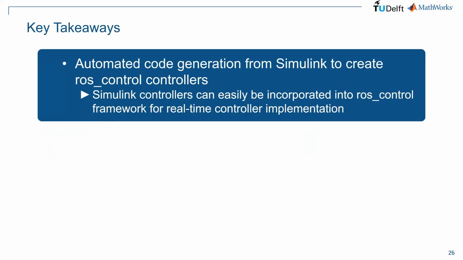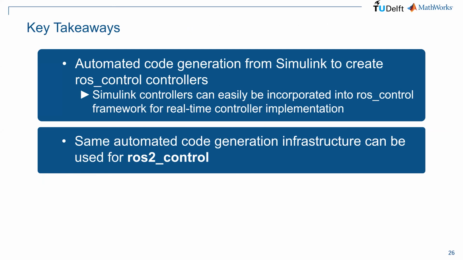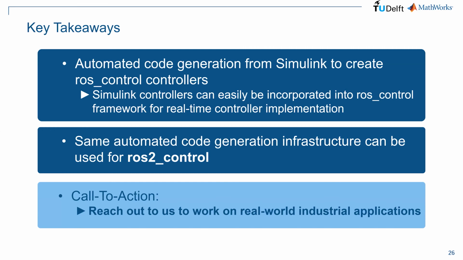So the key takeaway is that automated code generation is the key enabler for all of this to work. You develop everything in Simulink, then you click one button, you generate code, and then you incorporate it into the ROS control framework. And we think that the same approach will be possible for ROS2 as well. And if you have any project that involves ROS controllers with Simulink, please don't hesitate to contact us.